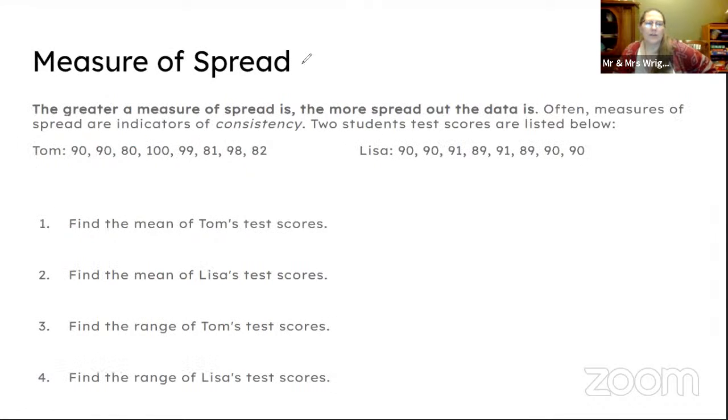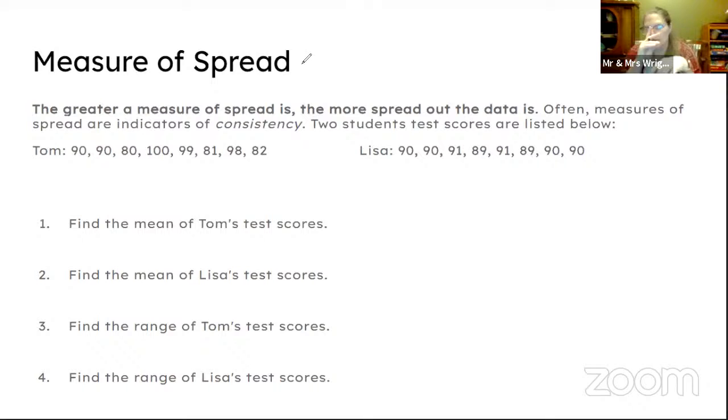All right, the greater a measure of spread is, the more spread out the data is. Well, that just makes more sense, right? The higher your IQR or your range is, the more it's spread out, it's dispersed, measure of dispersion, right? Across information. So these measures of spread are indicators of consistency. The smaller the measure of spread, the IQR or the range, the more consistent the data is, right? Whereas a larger spread would be less consistent.